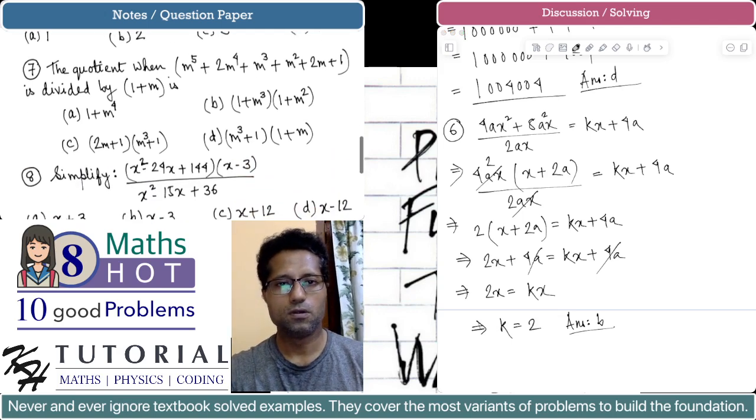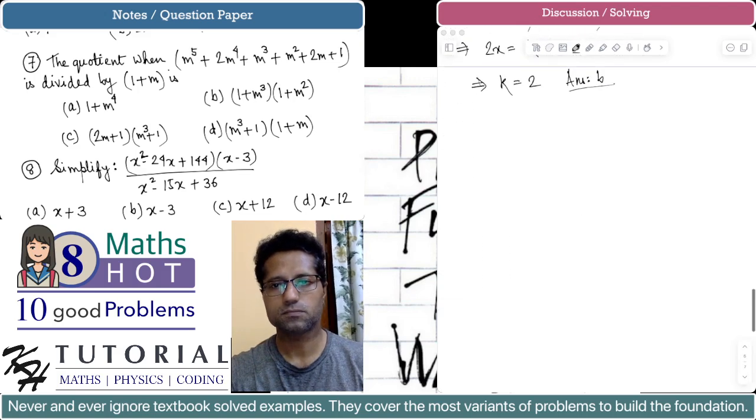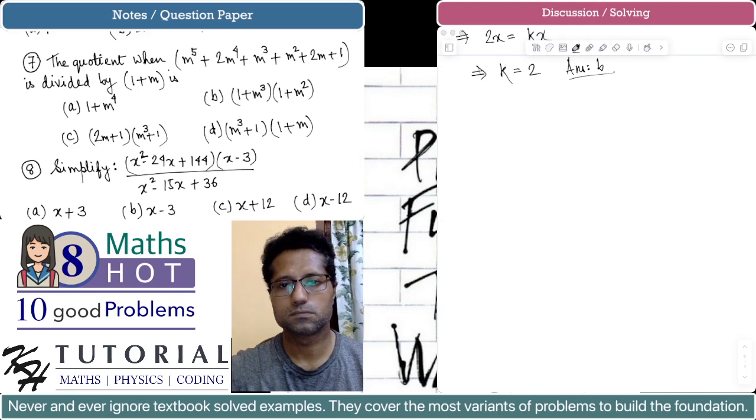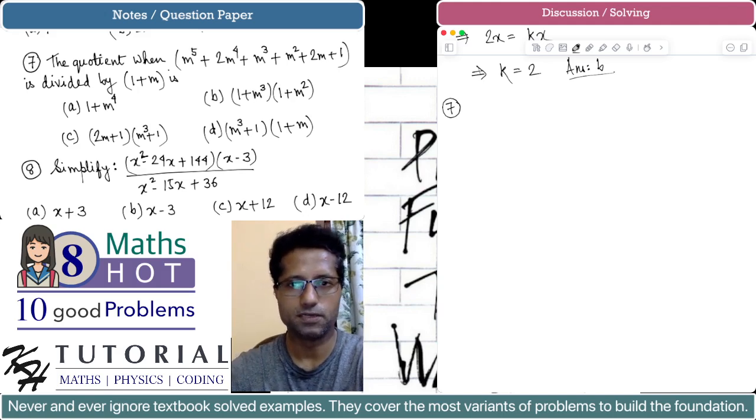Okay, let's do problem number 7. The question: a polynomial is given of degree 5, where the variable is m, and we need the quotient when the polynomial is divided by 1 plus m. So definitely when it is asking for the quotient, 1 plus m should be a factor of the given polynomial of degree 5.